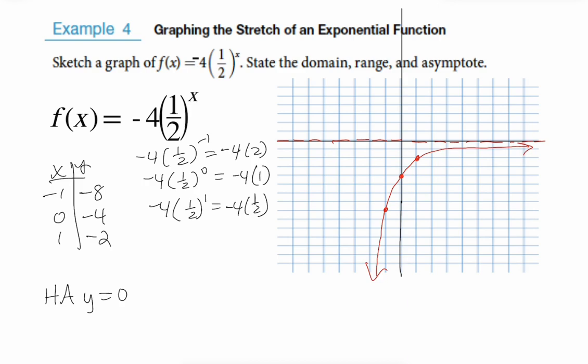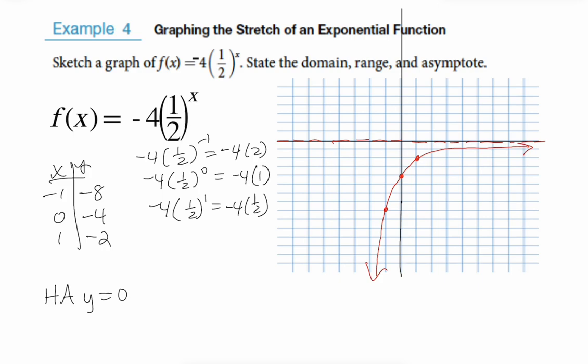Okay. Now let's talk about why it turned out this way. If it was just the function f of x equals 1/2 to the x, so if the negative 4 wasn't there, it would look something like this. Okay, it's an exponential decay. But the negative 4 flipped it upside down, crossed the x-axis, and then the 4 kind of stretched it out a little bit. That's why it's a little bit steeper than normal.